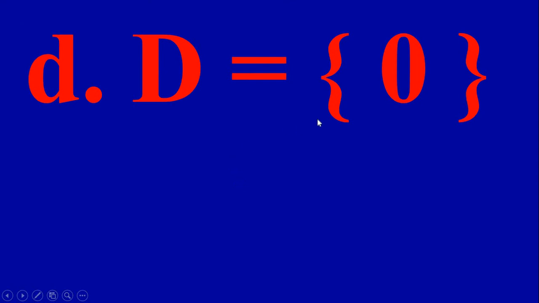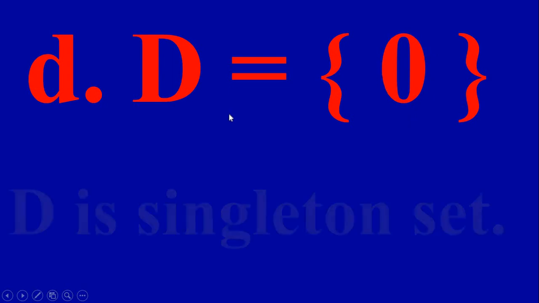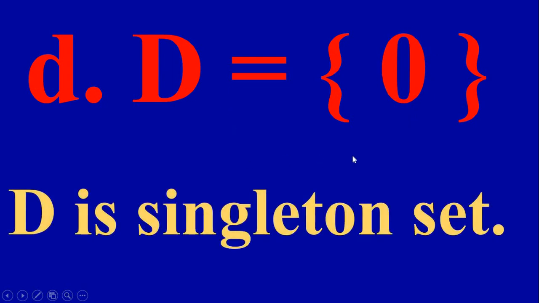So next D equals the set containing 0, and important, this is not the empty set. Now here one element is there in D, so therefore this is also a singleton set. This is not an empty set, so set D is a singleton set.